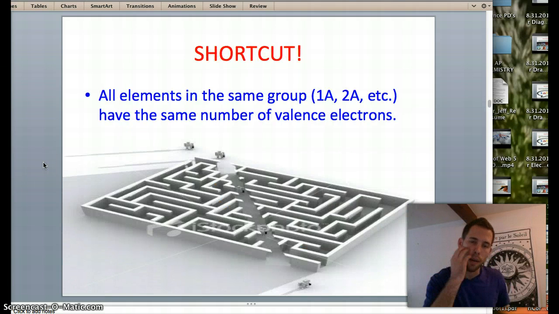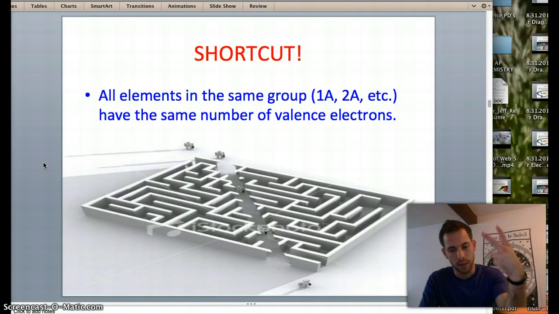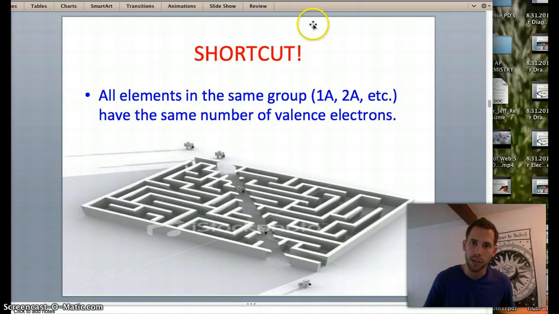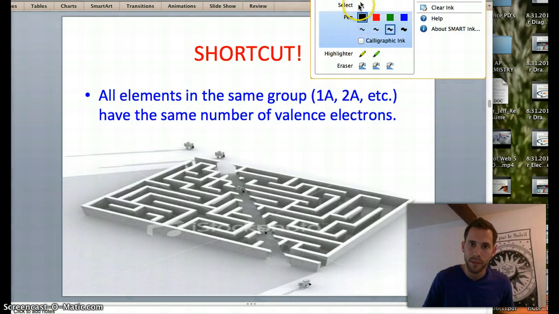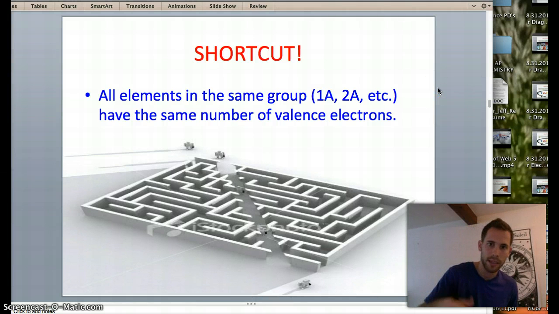A good shortcut to remember is that all elements in the same group, that's group 1A, 2A, 3A, 4A, whatever it may be, have the exact same number of valence electrons. So, any element in, say, group 2 is going to have 2 valence electrons. That means 2 electrons on the outside.